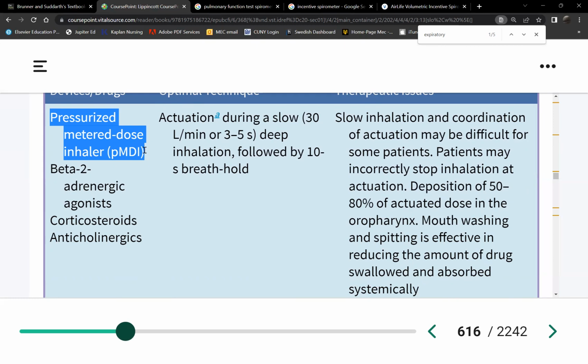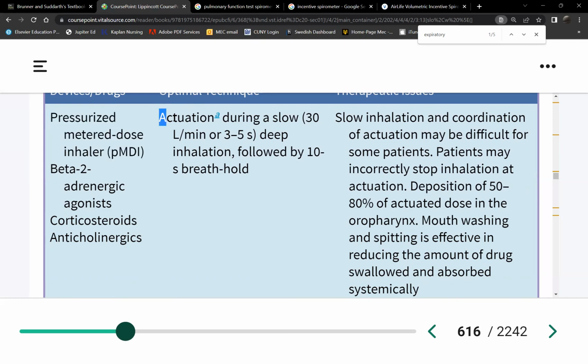Now, a pressurized metered dose inhaler is actuated by your breath. So these things have a tiny battery. Instead of your finger pressing on the canister to dispense the medication, this one is activated by the patient's breath. So when the machine senses that you are sucking into the mouthpiece, it will spray the medication. Does that make sense? Okay.